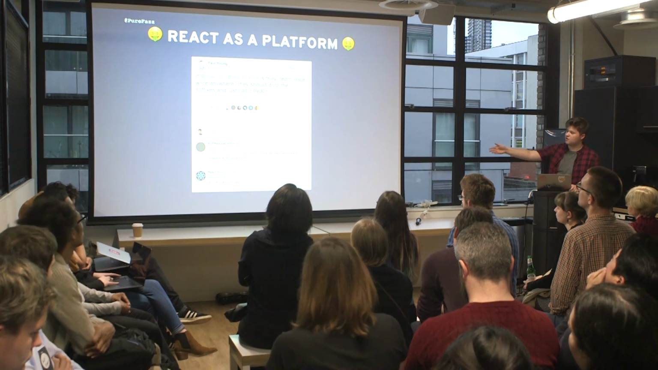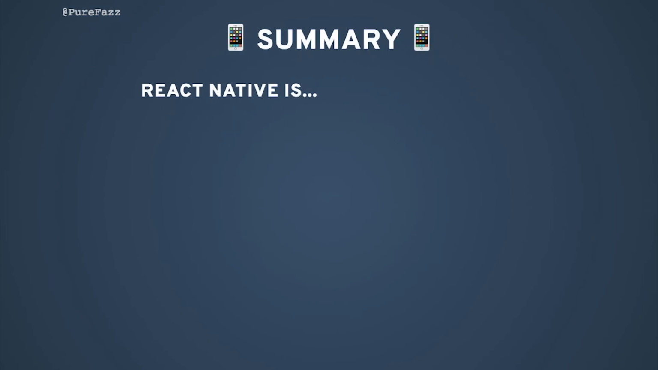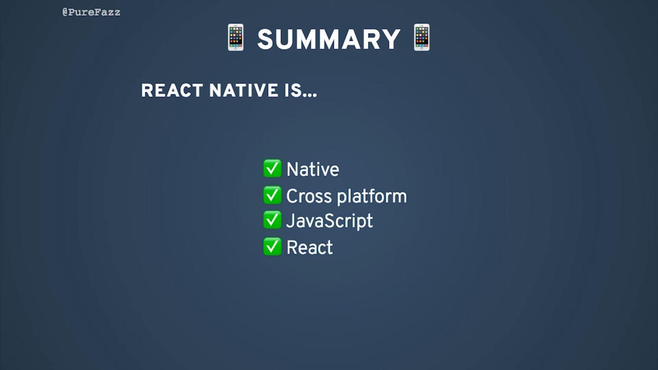And in the replies, you can see that the React framework itself replied saying that they can't fault Paul Young's logic here. And then you have a reply from this guy, Shift Reduce Conflict. This is Jordan Walke, who invented React, saying that's kind of the plan, and it should have pluggable rendering backends, which it is getting to. If you look at that repo that I addressed earlier with the awesome React platforms, then you'll see where that can be applied to. So just to sum up, React Native is native, cross-platform, JavaScript, React, and it's millennial speak good.